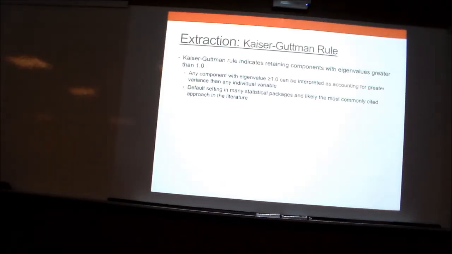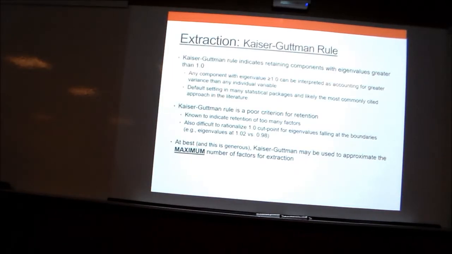This is the default in most statistical packages, and you will see this as the most common justification for the number of factors to extract in the literature. Across the board, it's ridiculous. This is a horrible criterion for retention. You retain way too many factors. Using Kaiser-Guttman alone will horribly over-extract solutions; you'll extract way too many factors than you'll need.